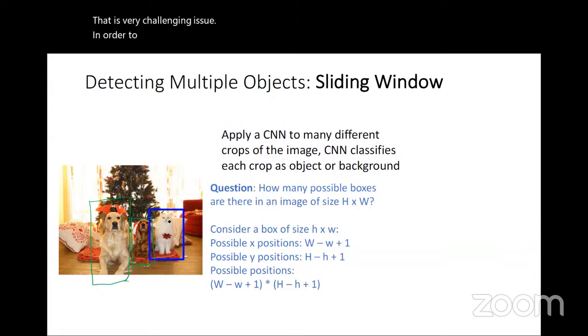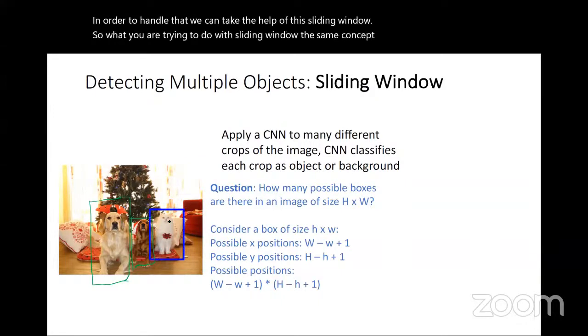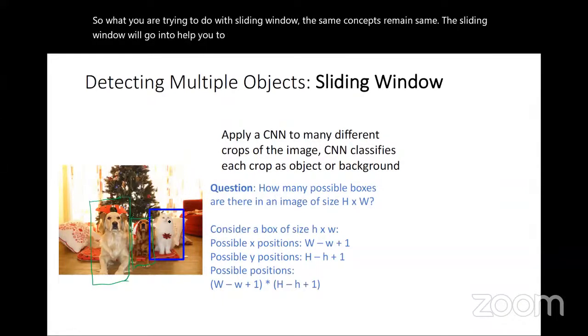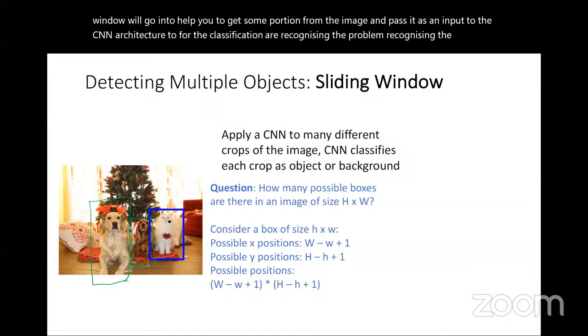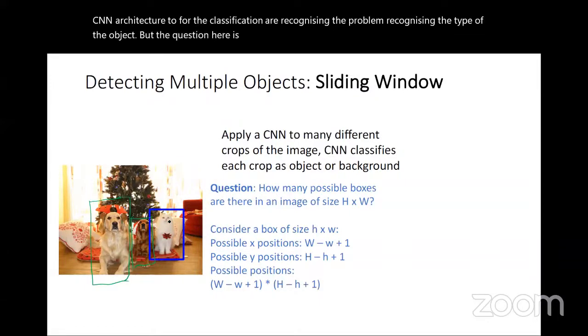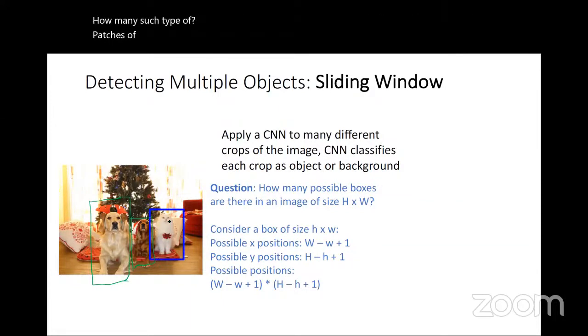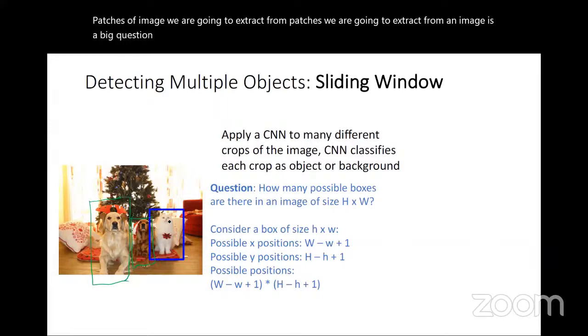In order to handle that, we can take the help of the sliding window. What we are trying to do with the sliding window, the concept remains the same. The sliding window helps you get some portion from the image and pass it as an input to the CNN architecture for classification, recognizing the type of the object. But the question here is: how many such sliding windows are required? How many patches are we going to extract from an image is a big question. How many are possible?